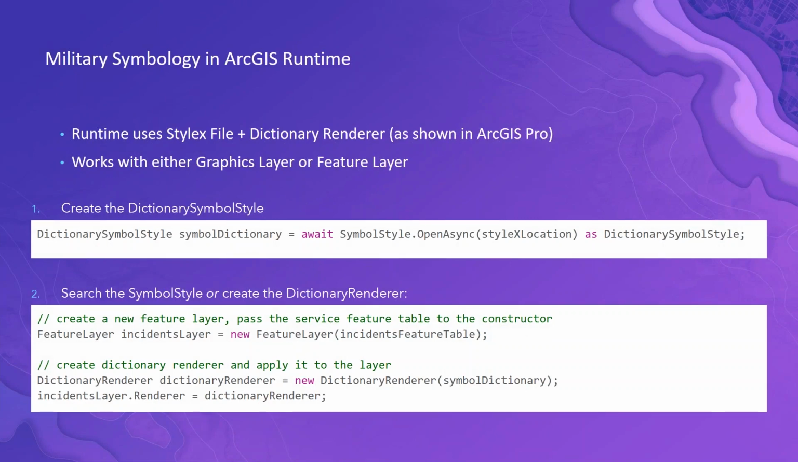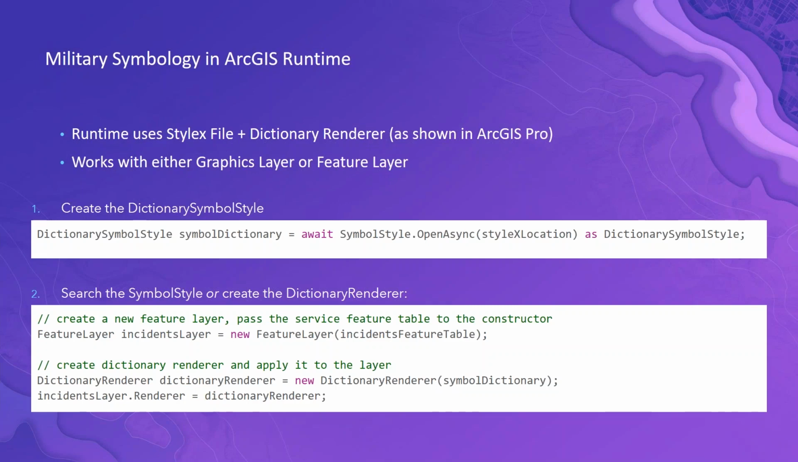So in ArcGIS Runtime, we use the same concept of a style file, or specifically a StyleX file, and a dictionary renderer. So exactly like Lyle showed in ArcGIS Pro. This works with either a graphics layer or a feature layer, so you can apply it against a feature layer like a shapefile or another feature class, or just a graphics layer, which might be a temporary overlay or real-time feed that you're working with.